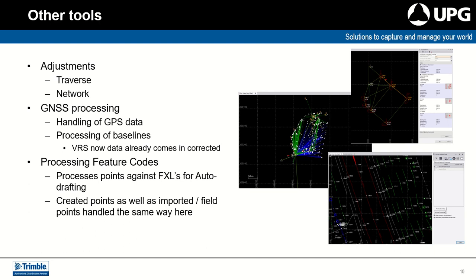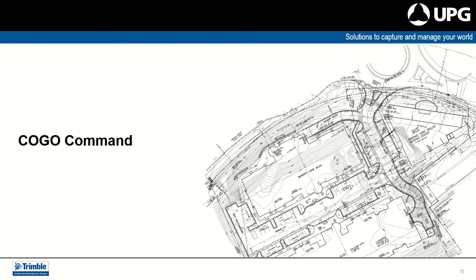There's also the Processing Feature Codes option on the Survey tab, which is used to process the points collected in the field against the FXL. This is covered in more detail in another session, so feel free to come back to that session if you want to learn more about this functionality.